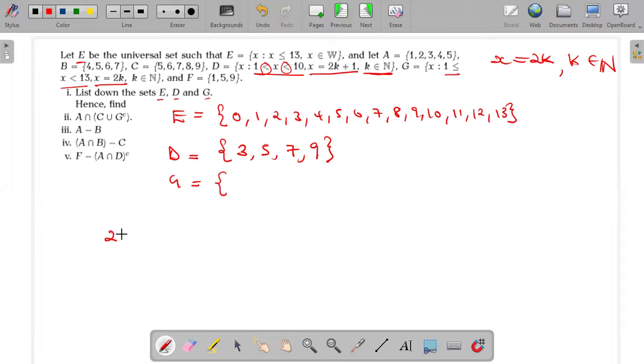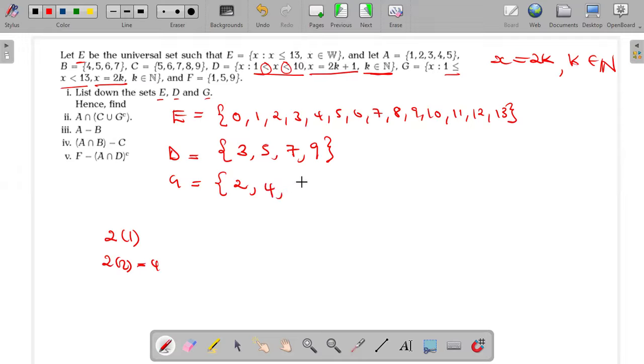So if I put 1 there, I just get 2. So the first element is 2. This is why we're saying that 1 could not be part of the set, because when you replace k with 1, you just get 2. So the first value of x is going to be 2. Then you replace the next value, which is 2, and you get 4.